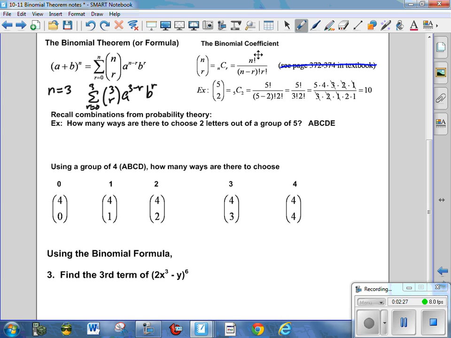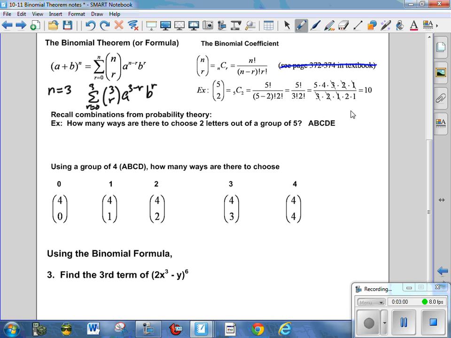The way you calculate it is n factorial over (n minus r) factorial times r factorial. So for example, if I wanted to do 5 select 2, that would be 5 factorial in the numerator, and in the denominator 5 minus 2, or 3 factorial, times 2 factorial. Factorial just means 5 times 4 times 3 times 2 times 1, 3 times 2 times 1, 2 times 1. The 3 times 2 times 1 cancel out. You end up with 20 over 2, which is 10.